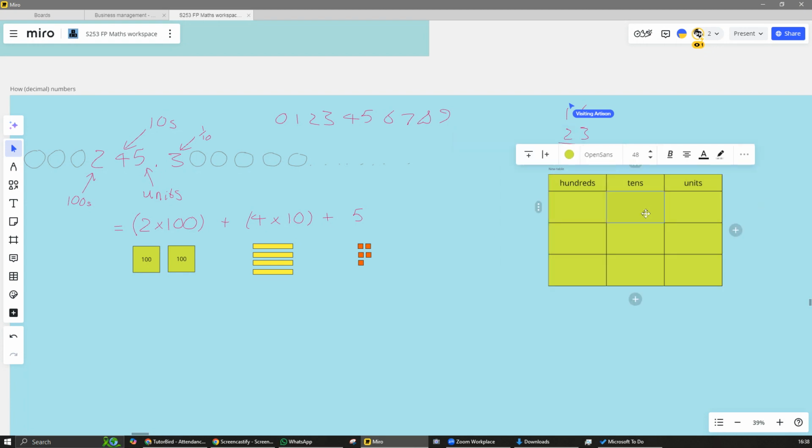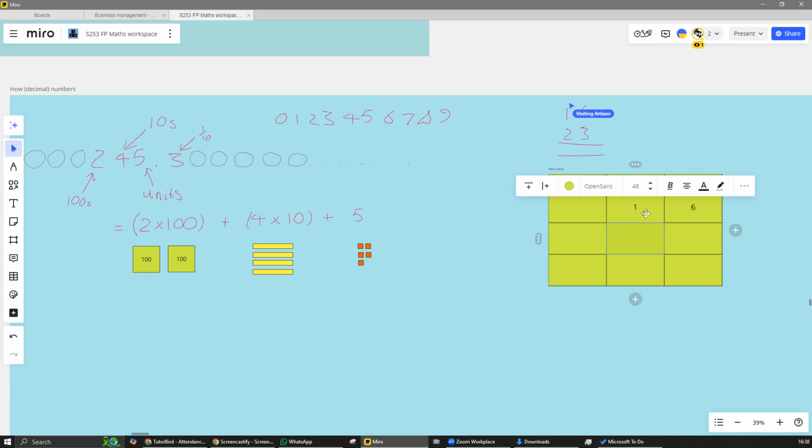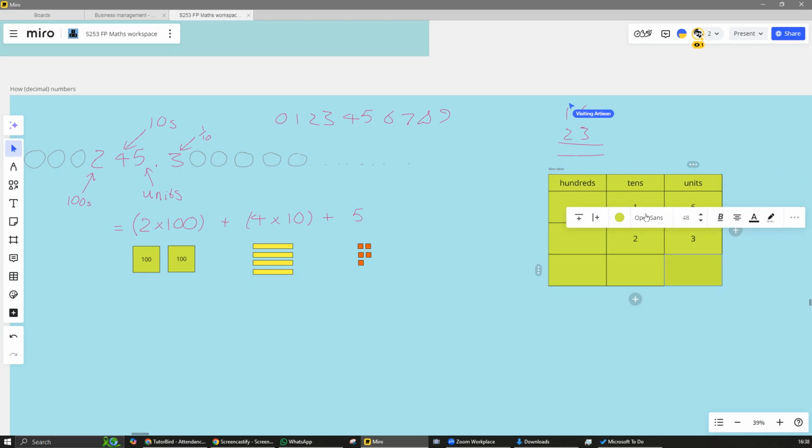So it's 16 plus 23. In the first number there's 1 ten and there are 6 units. In the second number there are 2 tens and 3 units. So what I'm going to do is add up these units, and I get 9. And I'm going to add up these tens, and I get 3. So that's the answer: 3 tens and 9 units. In other words, it's 39.